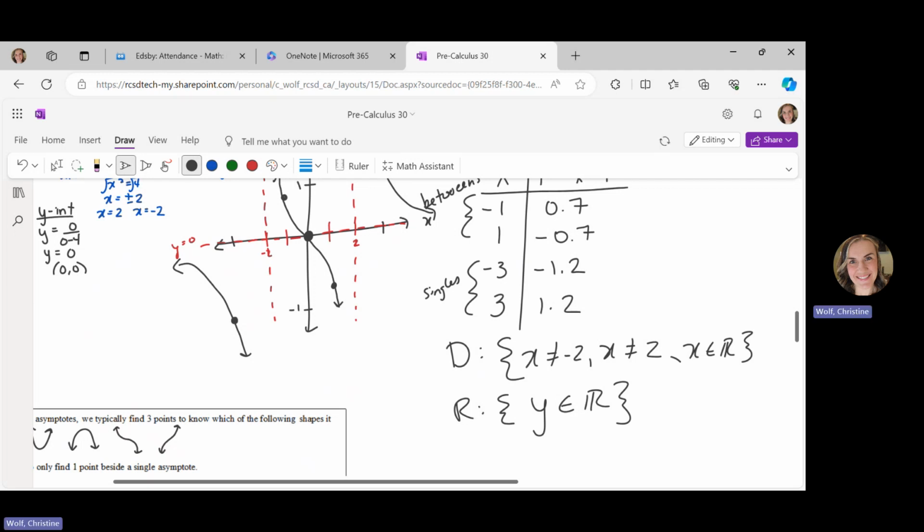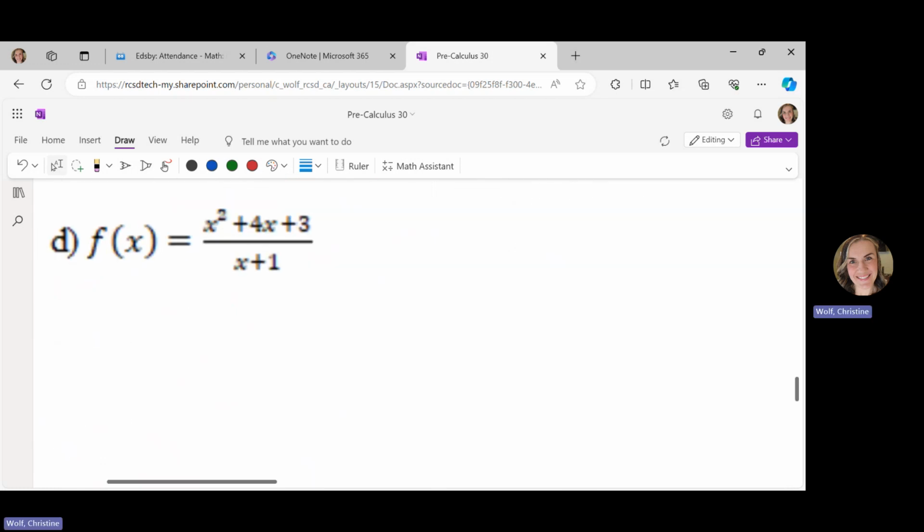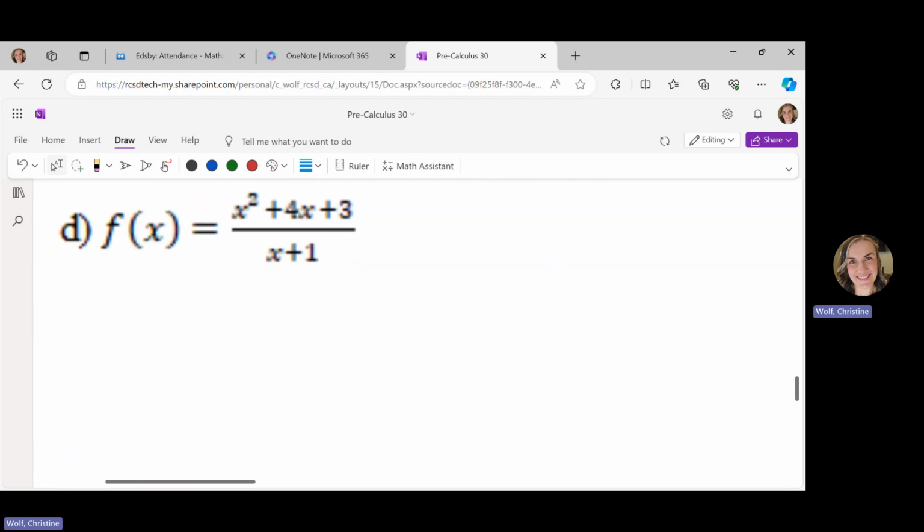Let's do another unique situation. This is where we don't have any asymptotes at all. I know, I'm almost there. We're going to be done soon.